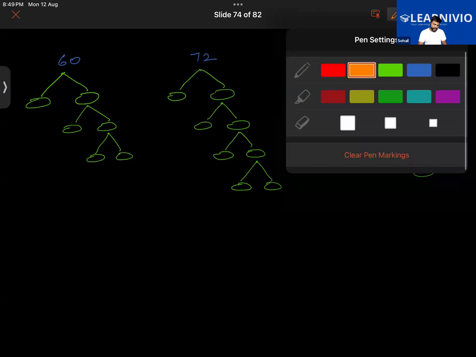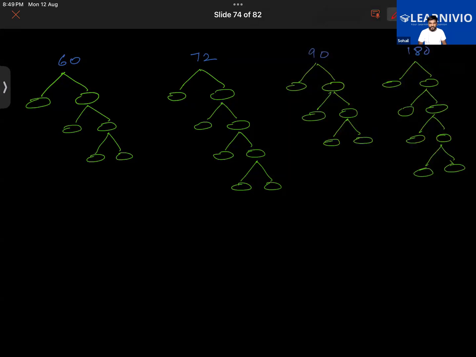I have one very logical question for you guys. When we learned about multiples, what is a multiple? Multiples of 60 will be 6 ones are 60, 6 twos are 120, 6 threes are 180, and so on. These will be the multiples.